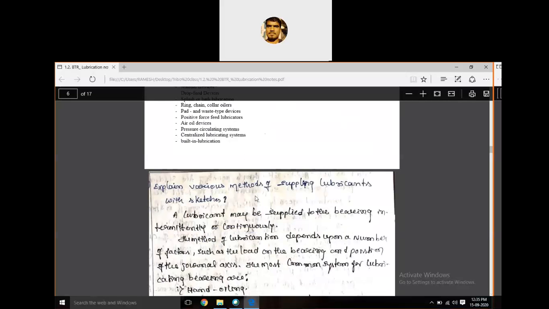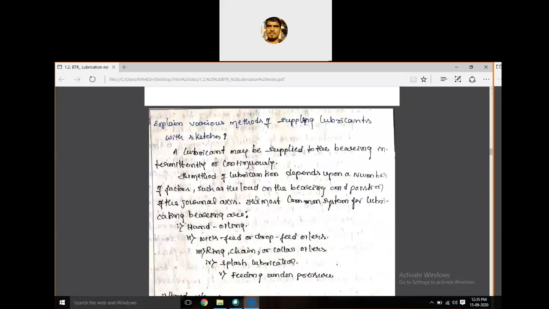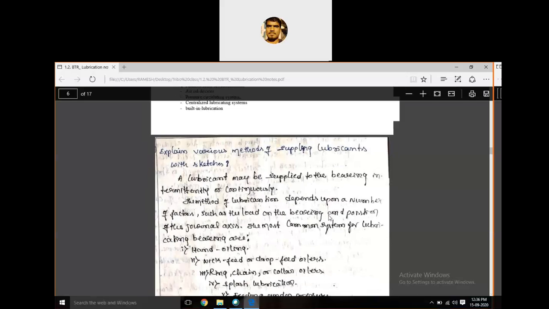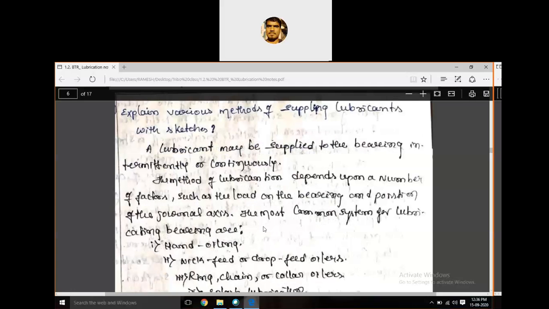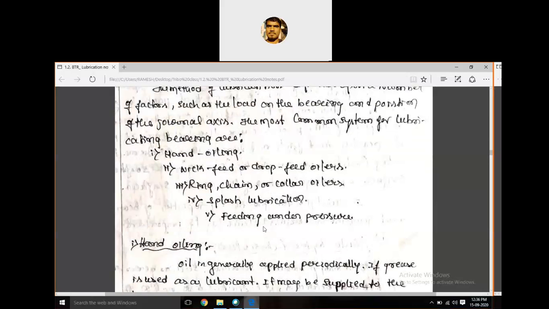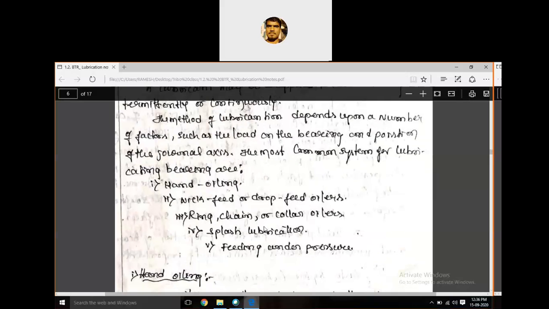Okay, so commonly you get a question like this: explain the various methods of supplying lubricating systems with a neat sketch. Here are a few types or methods of lubrication systems. The first type of method is hand oiling.